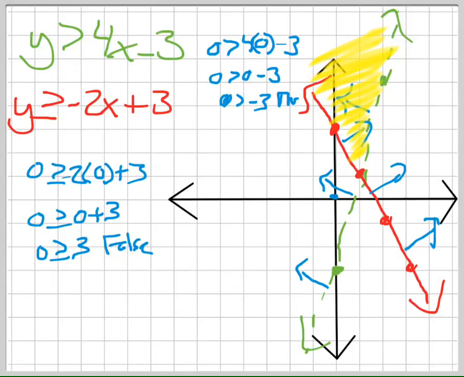That's where those lines came in. Does that make sense? Any questions with that right now? Let's go to number 2 on that sheet.